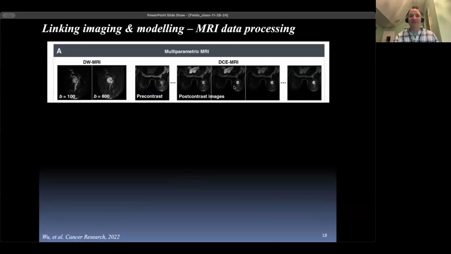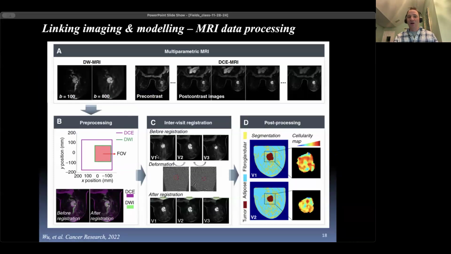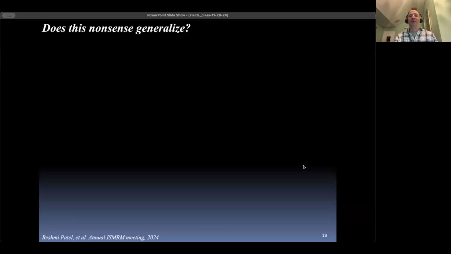We talked about the details of these things. This was the data itself, the multiparametric MRI. There was the pre-processing component, the registration, the segmentation, both within a visit and then between visits to yield us those cellularity maps that then went into the model.